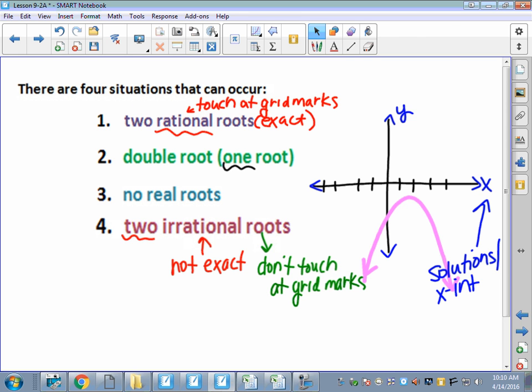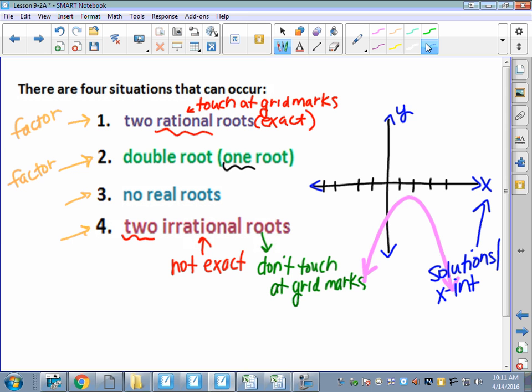So here's one little thing that you might make a little mental note. If it's got two irrational roots, you're going to be able to factor. If it's got a double root, you're going to be able to factor. If it's got no real roots or irrational, you're going to tell me that this is prime when you try to factor. Can't.